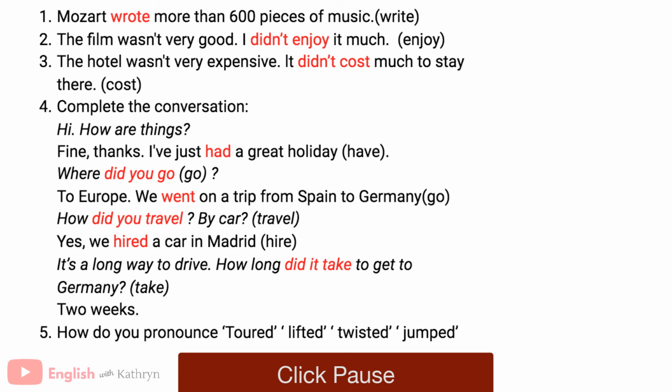And the pronunciation is toured, lifted, twisted, jumped.